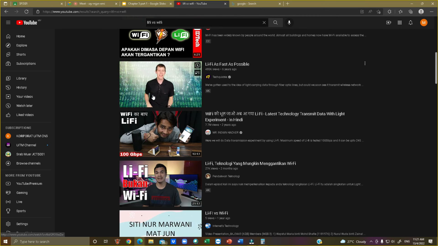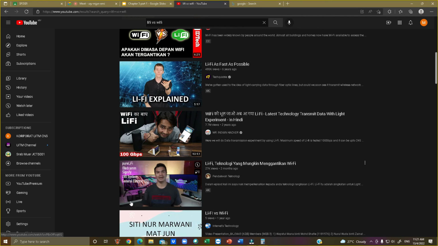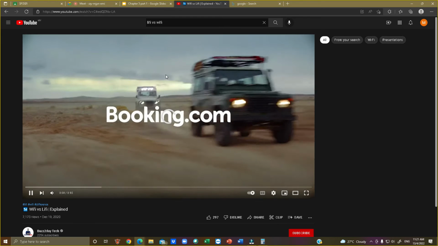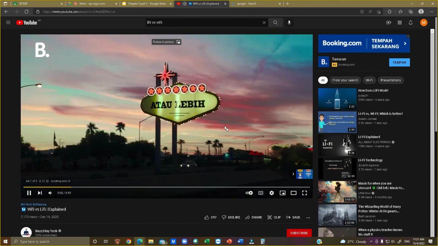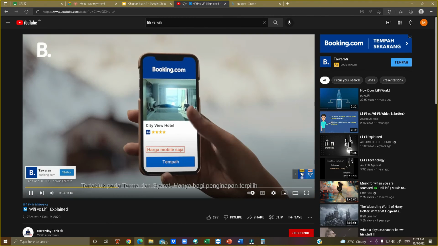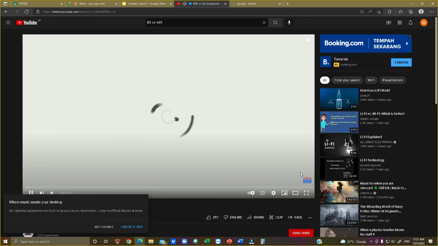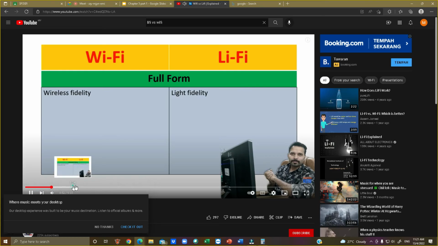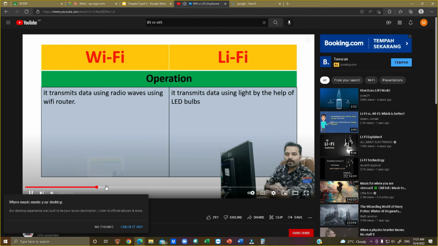Okay, Li-Fi ni. Wi-Fi is wireless internet. Li-Fi is actually light. Dia pakai cahaya. Meaning that it need to have a source of light. So the internet being connected by light. Saya tengok dia punya konsep ni. Ni. It transmit data using light by LED bulbs.